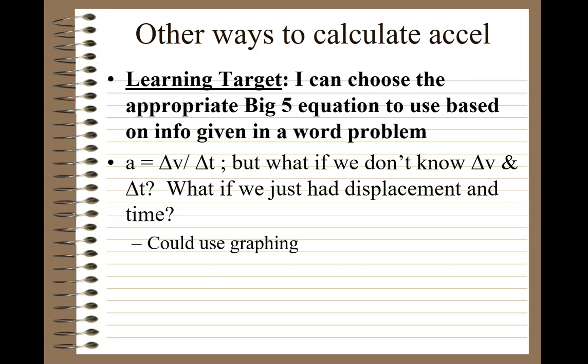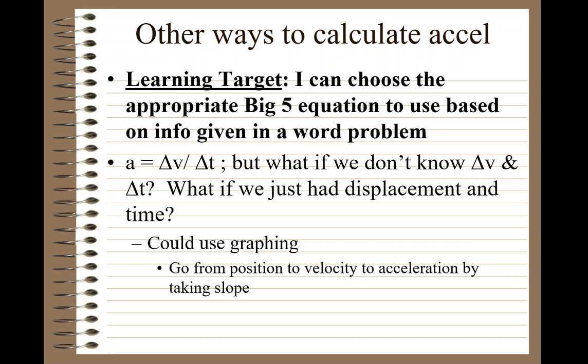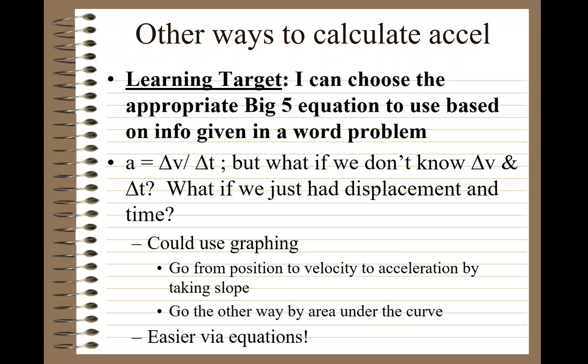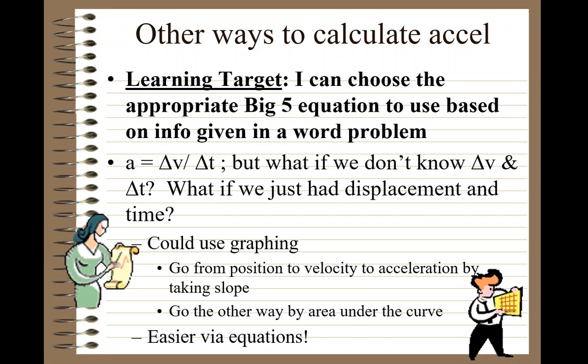Well, we could do graphing. I could take a position-time graph and take the slope and get velocity. Then I could take my velocity-time graph and take the slope and get acceleration. And then I could also work backwards, going from acceleration to change in velocity to displacement. That would be a whole lot of graphing, a whole lot of sloping, a whole lot of area under the curve. It would be so much easier if I could do equations.